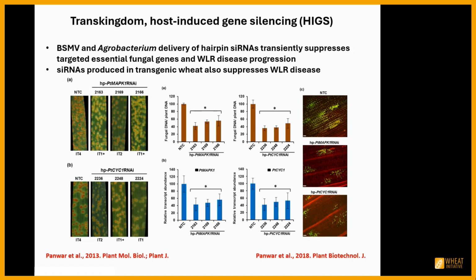But I know that people have tried SIGS as well, so spray-induced gene silencing, but I don't know if that is really viable on big crops like wheat.